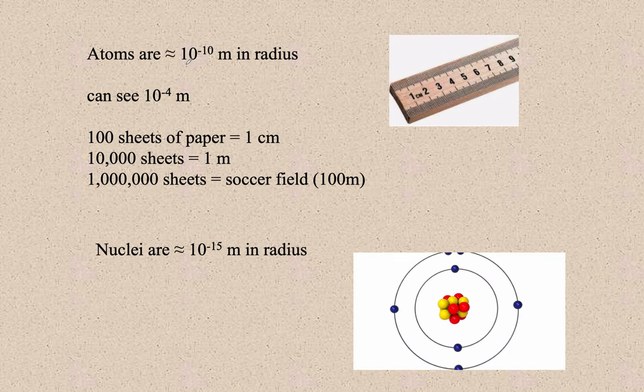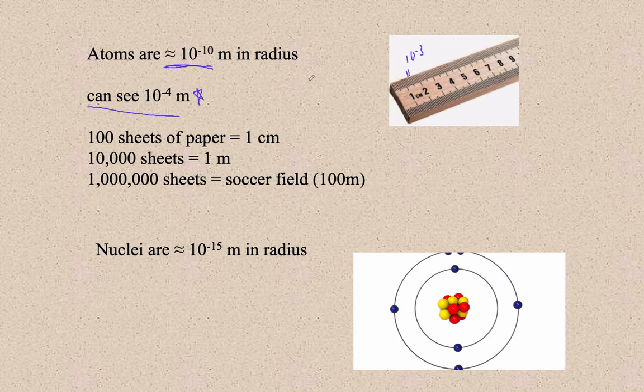Okay, so a couple of things to think about. Atoms are 1 angstrom in size, which is 10 to the minus 10th meters in radius. Remember that we can actually visualize something that is 10 to the minus 4th. These little things here are 10 to the minus 3rd meters, and you can picture something that's 10 to the minus 4th. You can actually see that with your bare eyes. So this is the smallest thing that most of us can see.